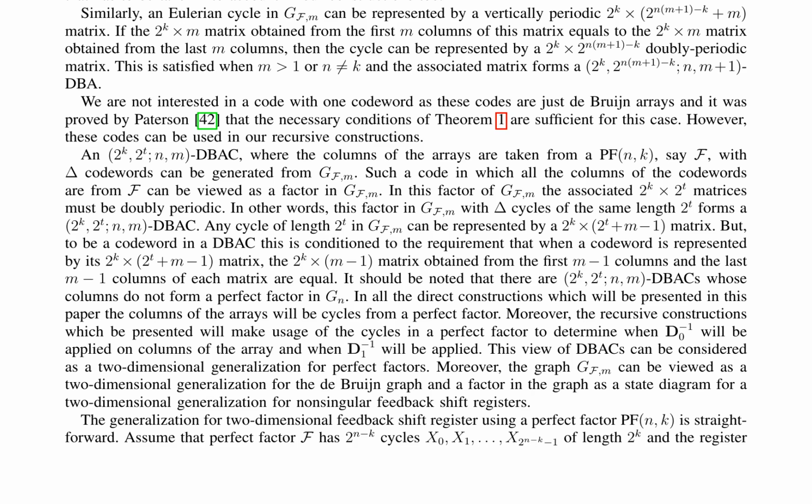The authors note that there are 2k, 2t, n, m dBACs whose columns do not form a perfect factor in Gn. The graph G(n,m) can be viewed as a two-dimensional generalization of the de Bruijn graph, and a factor in the graph is a state diagram for a two-dimensional generalization of non-singular feedback shift registers. The generalization for two-dimensional feedback shift registers using a perfect factor PF(n,k) is straightforward, where the perfect factor has 2^(n-k) cycles of length 2k.